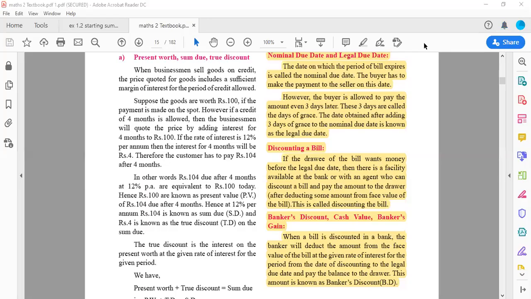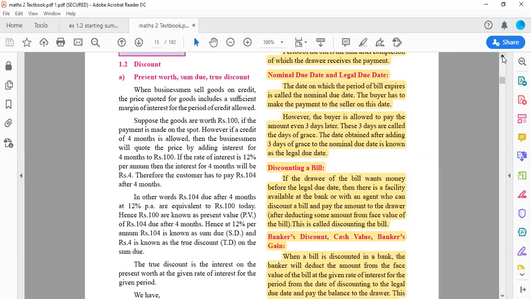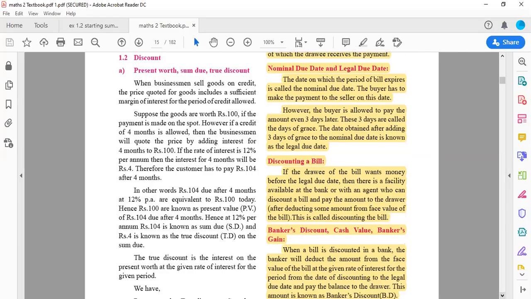So we are continuing today with the next exercise, that is exercise 1.2. Yesterday we finished exercise 1.1, in which we studied the topics related to commission and discount. Now today we'll be continuing in detail regarding traders. When traders deal amongst themselves, when they buy and sell goods, they give discount to each other. So basically in this exercise, we'll be studying in detail about the discounting topic.